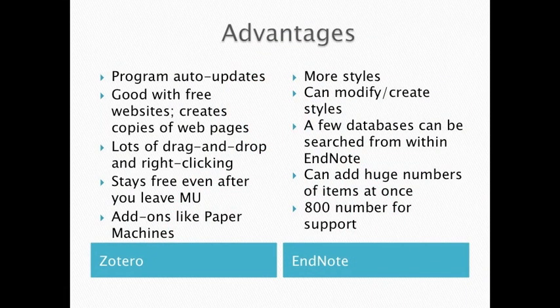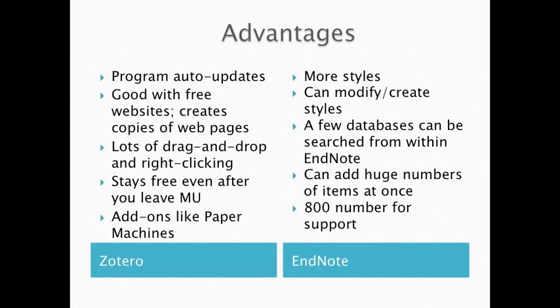So advantages that I see for each of these programs are these. With Zotero, the program will auto-update. It's at least the Firefox add-in version. It's just like another add-in. Whenever there's updates available, you get prompted and it quickly downloads. Whereas with Endnote, they come out with a new version every year, and usually you have to download that yourself and kind of keep up with it.